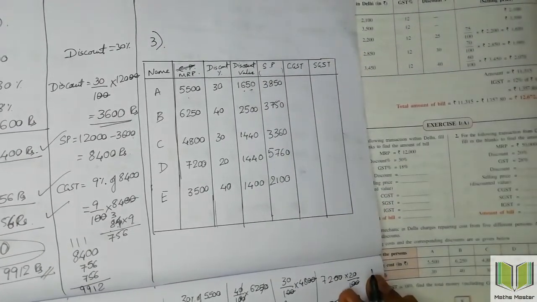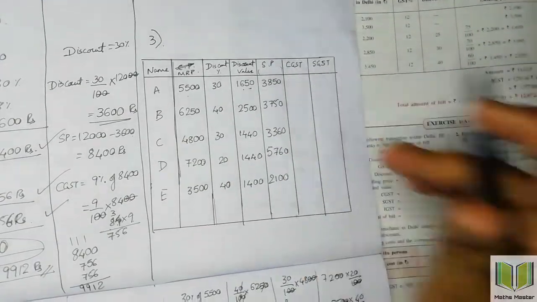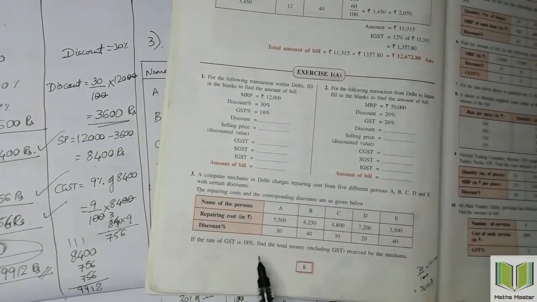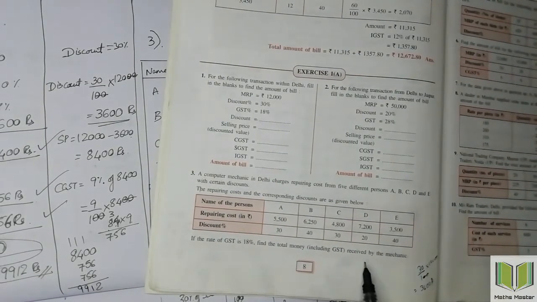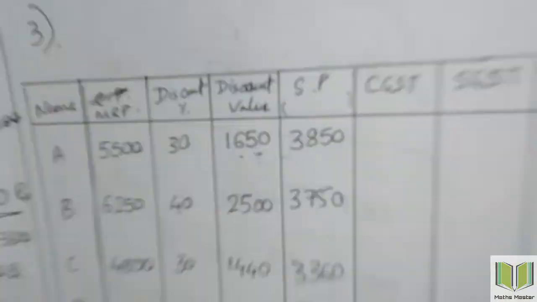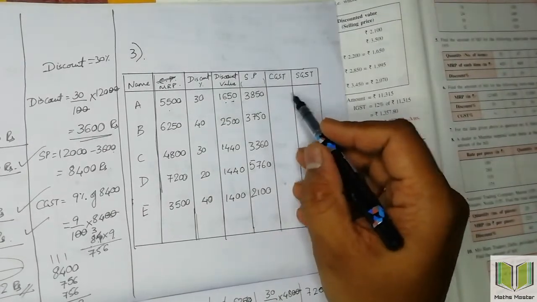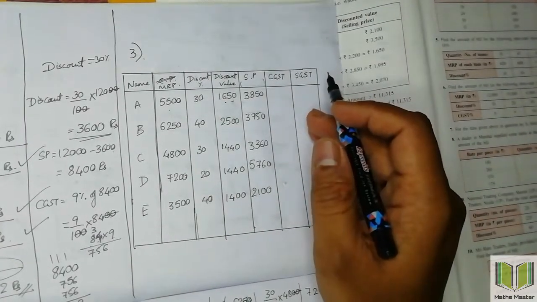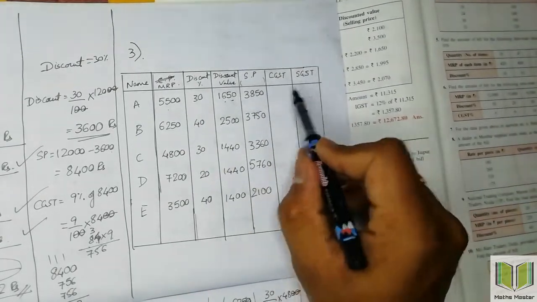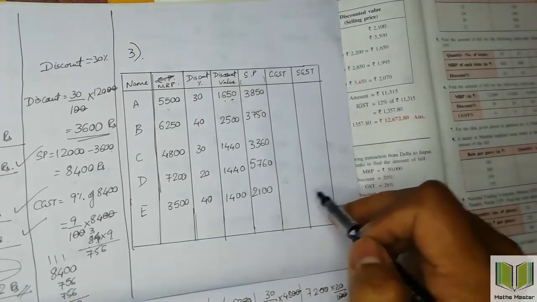Now CGST. They have given in the question, GST is equal to 18%. If the rate of GST is 18%, find the total money including GST received by the mechanic. Now the last part of the question, I need to find the GST, CGST. There are 2 ways to do it. One, calculate 18% of this one and divide it by 2. You'll be getting a certain value. Write it equally for everything.